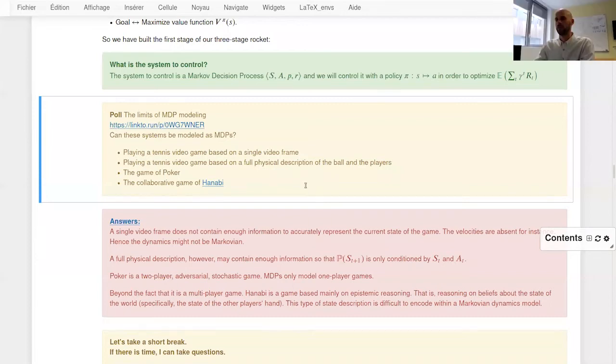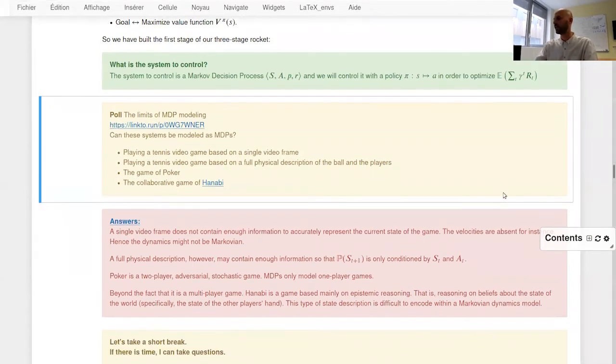Okay, there are actually some other questions. Could you explain again why the radar detection problem isn't a reinforcement learning task? Okay, maybe this problem was not fully specified, was not clear enough.